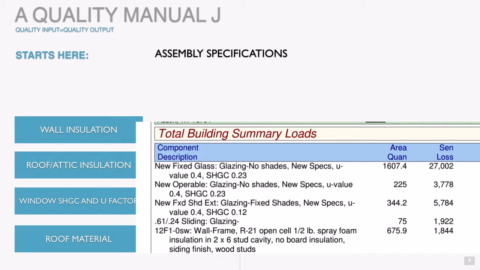Now let's talk about assembly specifications. So what do we mean by that? We're talking about the wall insulation and type, the roof and attic insulation and type, the window SHGC and U factor, and the roof material is another thing that we need to look at. You can find some of this information on the reports that come out of the load calculation. And again, Eric will be discussing these reports in more detail, so I'm not going to get into it, but there are ways for you to check what got input into the file.